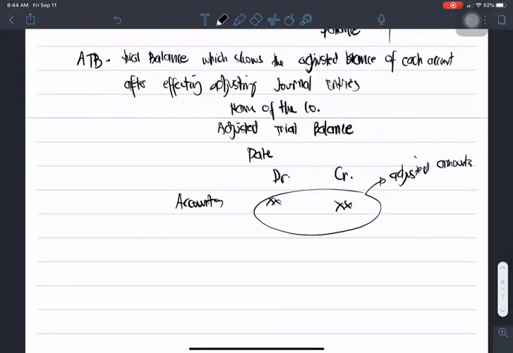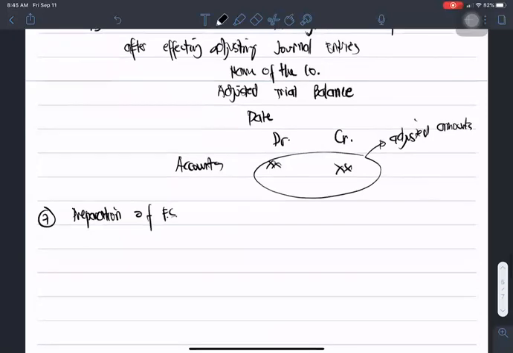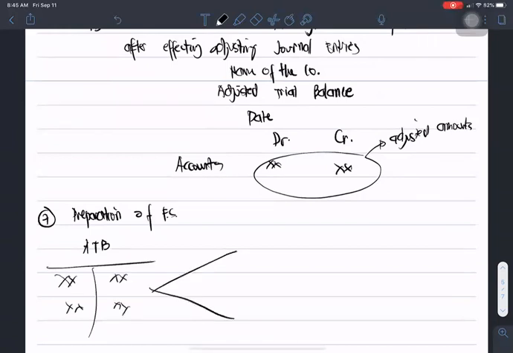We go now to the next step, number 7. The 7th step is the preparation of financial statements. So what do we do in your preparation of financial statements? So from your adjusted trial balance, which contains now the different balances on your account, we present them now in your financial statements.